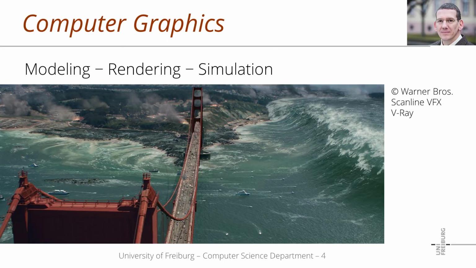This image nicely illustrates the three areas. So for instance, modeling is concerned with the question how to represent the geometry of the objects in the scene and also how to represent the reflection properties of surfaces in the scene. The rendering process is concerned with the computation of the light transport in a scene in order to finally generate the image, and simulation would be concerned with the dynamics in a scene, for instance with the simulation of a fluid.